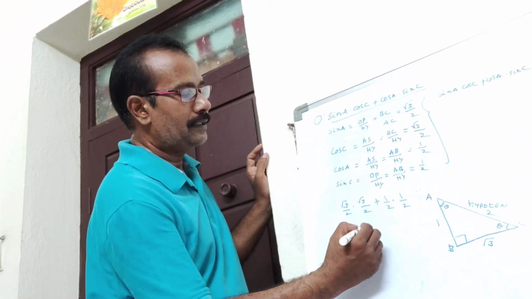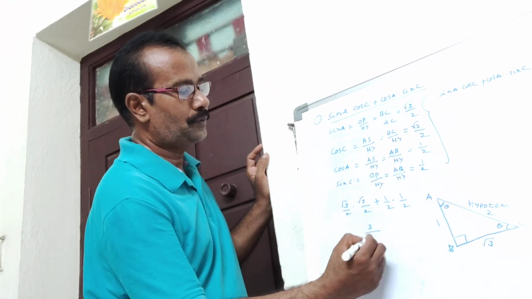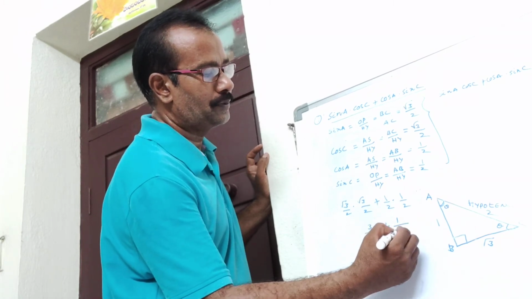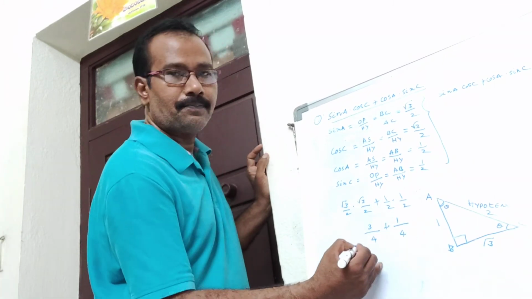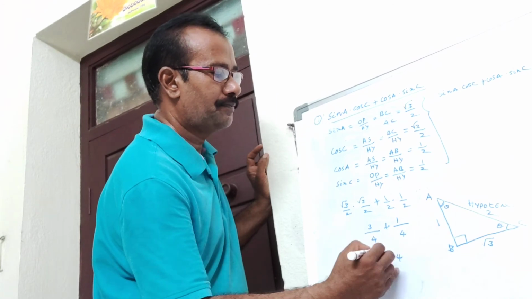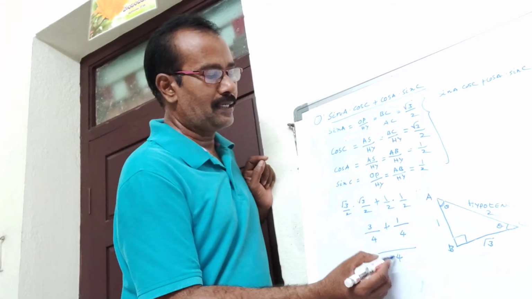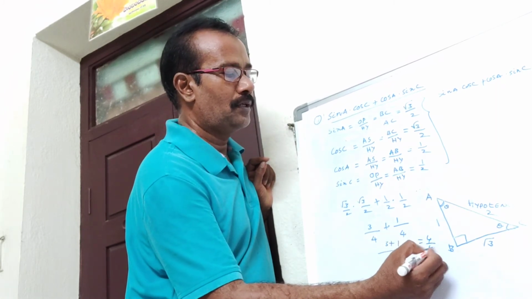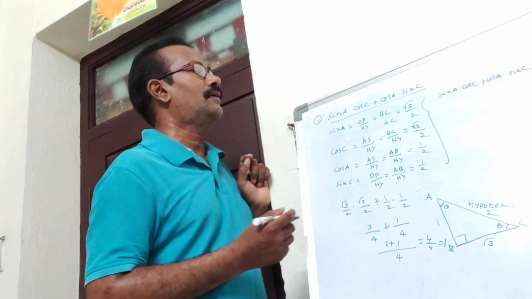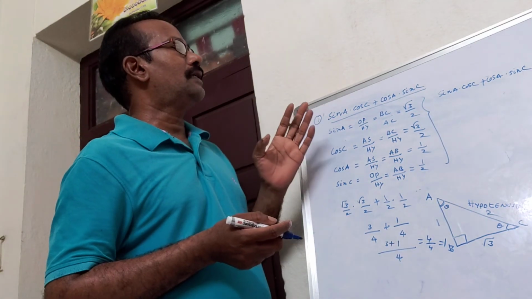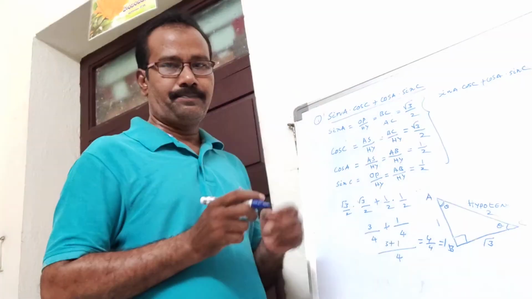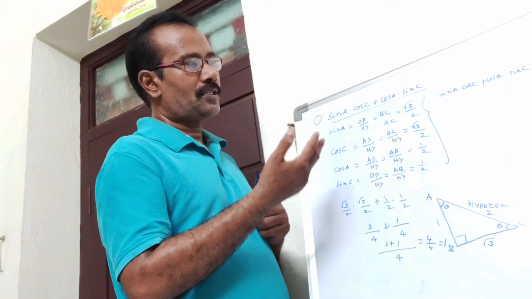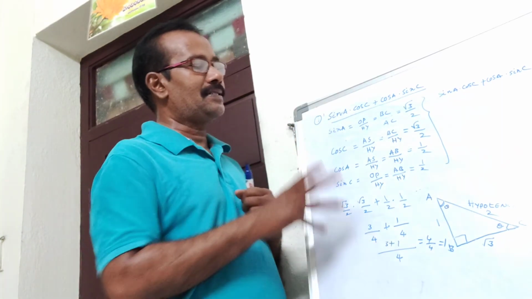Here root 3 into root 3 is 3, 2 into 2 is 4. Again 1 into 1 is 1, 2 into 2 is 4. The denominators are the same, LCM 4. 3 plus 1 is 4 by 4, that is equal to 1. So sin A cos C plus cos A sin C equals 1. You can solve the next sum yourself and practice it.